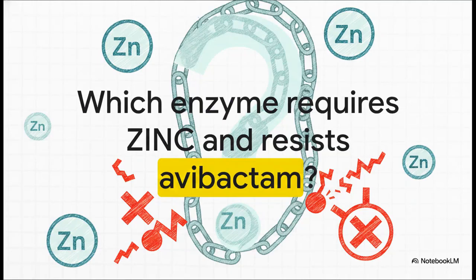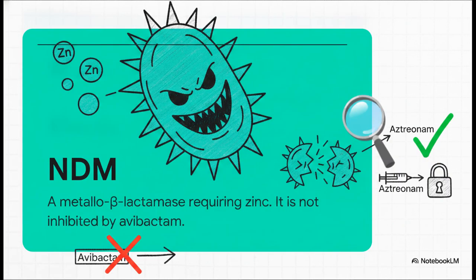All right, let's pause for a quick active recall check to test your immediate retention. Wake up your brains. Which carbapenemase requires zinc and is not inhibited by those new inhibitors like avibactam, vaborbactam, or relebactam? Think back to that metallic outlier. So, the crucial point is that the answer is NDM, the New Delhi metallo-beta-lactamase.